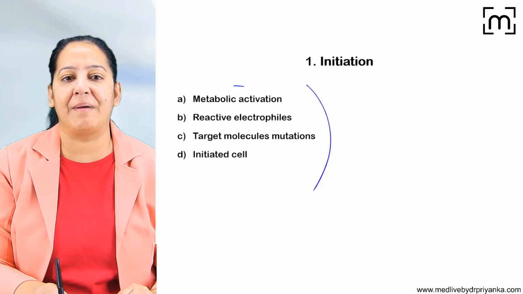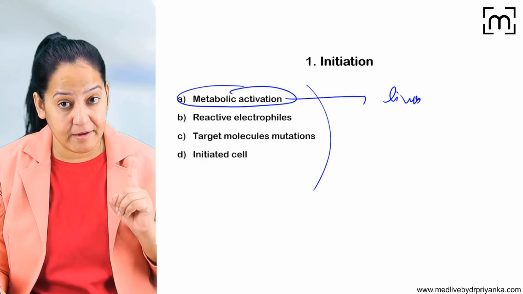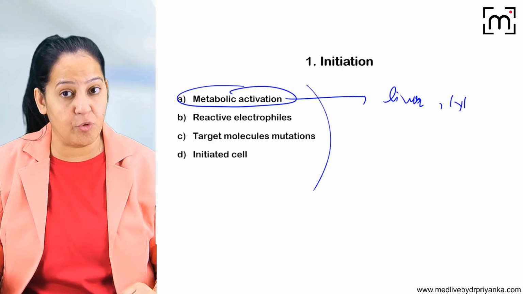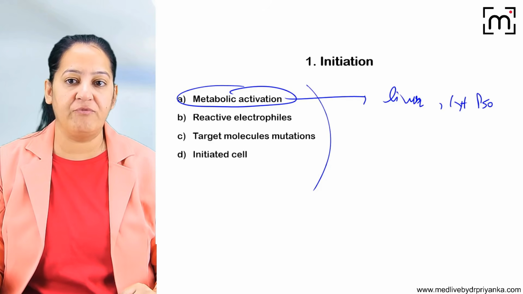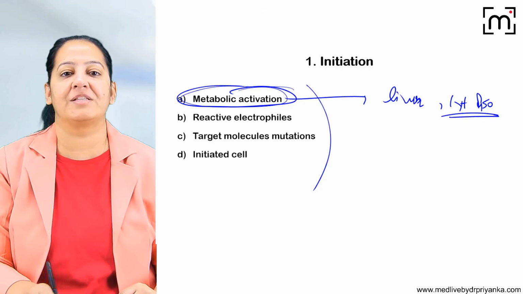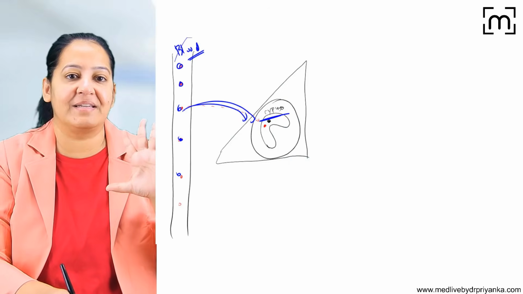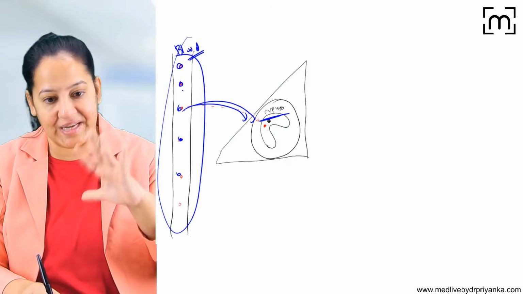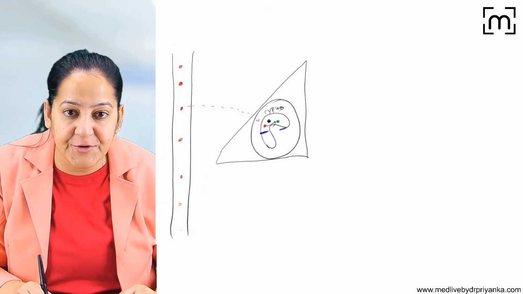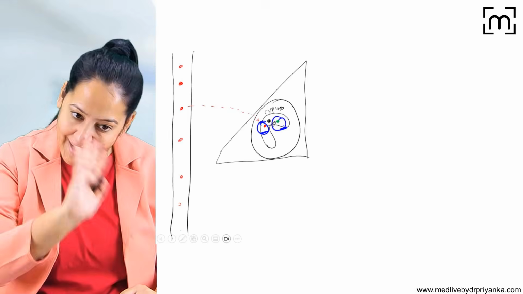So the first step is metabolic activation. It happens in the liver, in the hepatocytes of the liver. It is done by cytochrome P450. The cytochrome P450 enzyme converts the inactive chemical to active. This step is known as metabolic activation, the first step in initiation. Whatever chemical is present in the blood first goes to the liver and gets converted to active form. Can you see the red is converted to green? Red is the inactive version, it is converted to green, and it comes back to the blood.